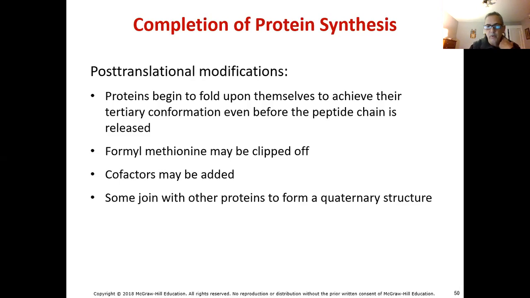There's also, once the protein is synthesized, they can have post-translational modifications. The proteins themselves, once they're synthesized, they fold upon themselves to get their tertiary conformation. The first amino acid is a formyl methionine, which has to be removed. Cofactors can be added. And some join with other proteins to form a quaternary structure. If you remember that, we talked about enzymes.